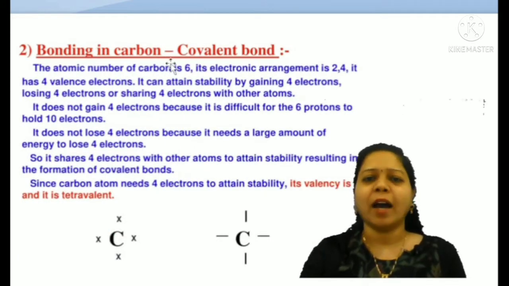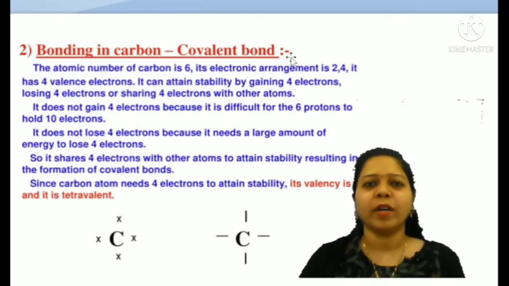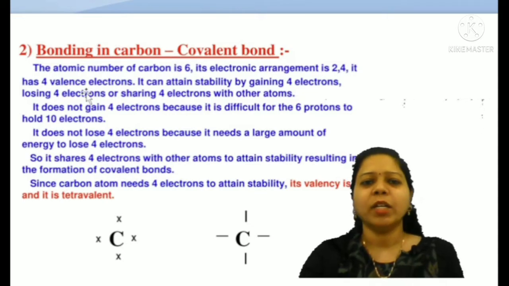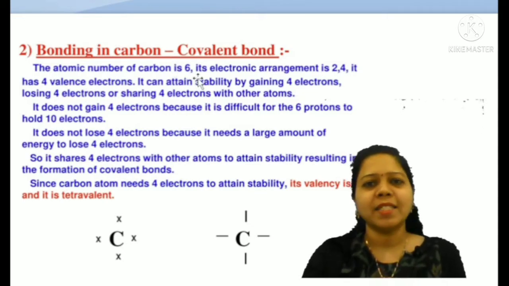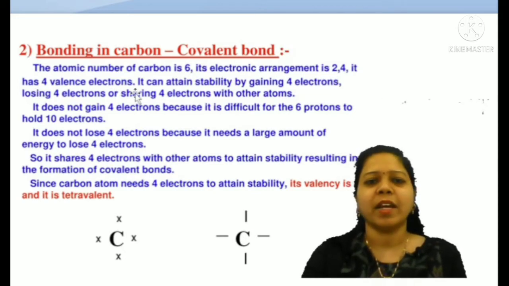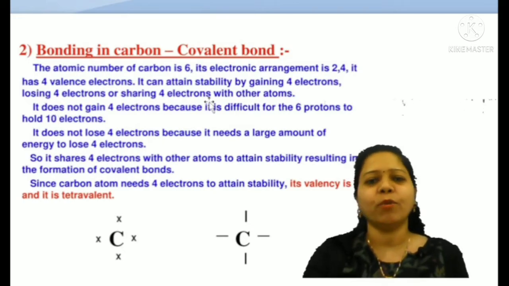Next, that is bonding in carbon, the covalent bond. What is meant by covalent bond, and how are carbon compounds formed because of bonding? Just now we learned that the atomic number of carbon is 6 and its electronic arrangement is 2,4. It has 4 valence electrons and it can attain stability by gaining 4 electrons, losing 4 electrons or sharing 4 electrons with other atoms.